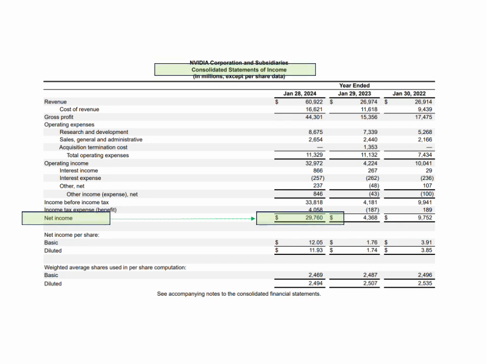Before we get into the cash flow statement, we need to get the net income from the income statement, as this will be the first line item in the cash flow statement. So as we see here, the net income reported is $29,760,000,000. So that's 29,760 in millions.